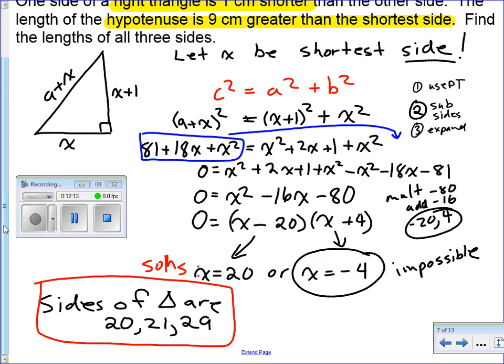20, 21, and 29. So now let's move on to our next problem for the day.